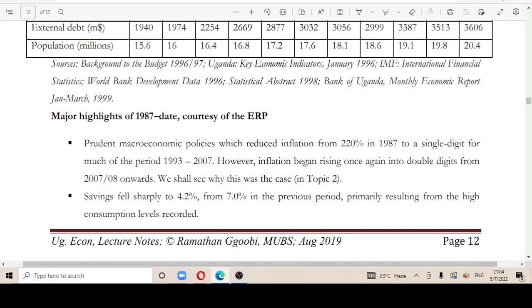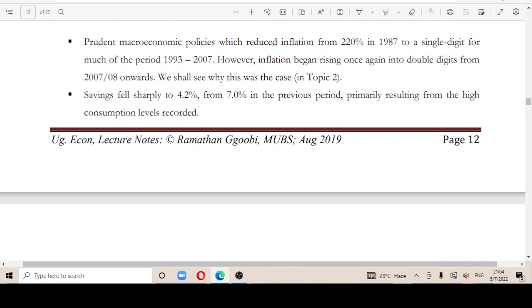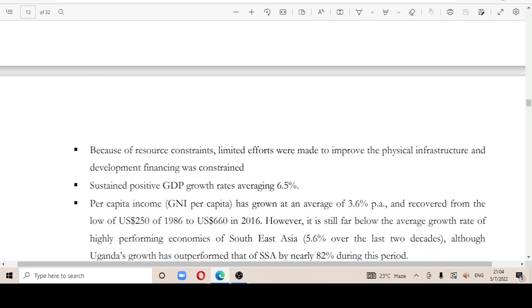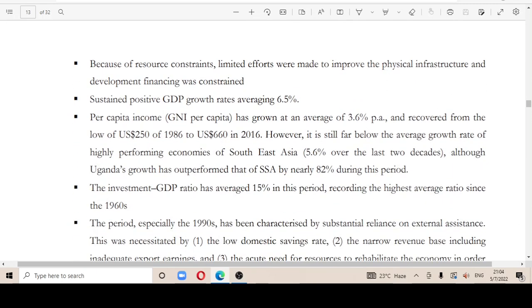So looking at another point here, saving fell from 7% to 4.2%. This occurred as a result of increased consumption. And then we are having, because of the resource constraints, limited efforts were made to improve the physical infrastructure and development. And development financing was constrained.